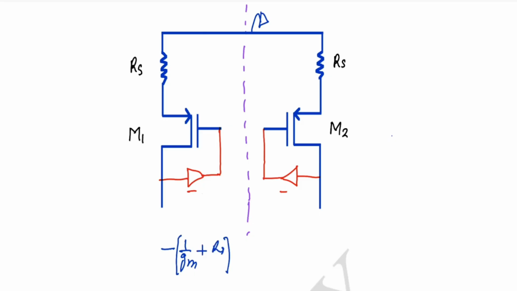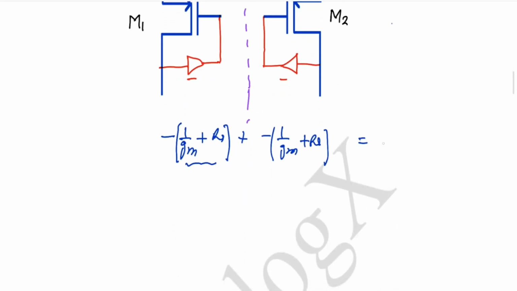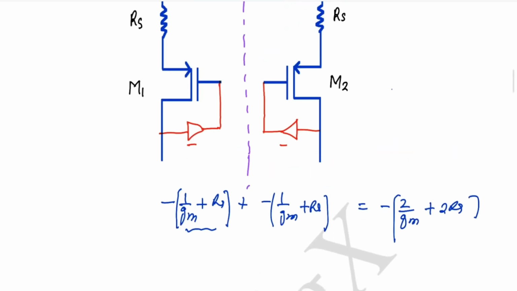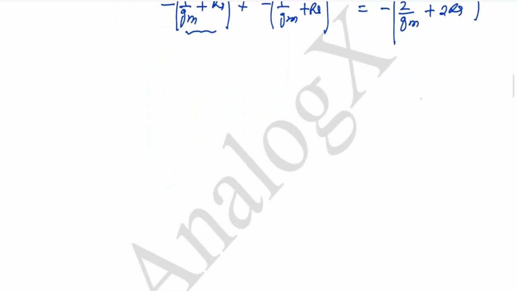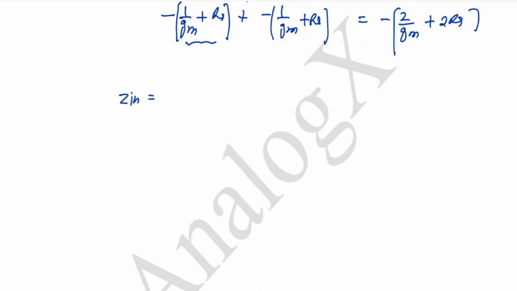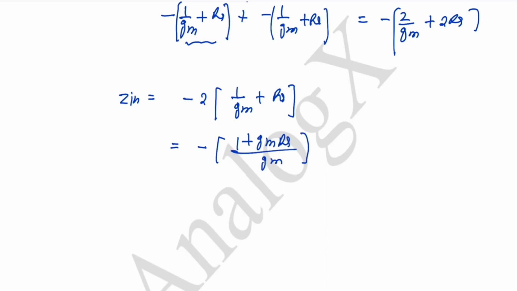Whatever you see from this side will group together. So that will again be minus of 1 by gm plus Rs, so that will be minus 2 by gm plus 2Rs. Don't write it as minus 1 by gm and plus Rs; the plus Rs comes inside the minus, everything whatever you see here is grouped together. From half circuit analysis, Zin equals minus of 2 times 1 by gm plus Rs. So that will be minus of 2 times 1 plus gm Rs by gm.